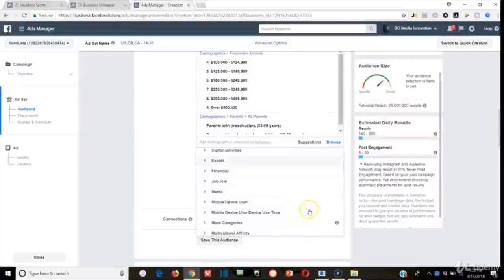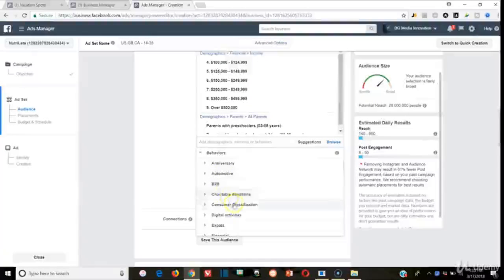whatever it is, for baby products, then you could basically go into consumer classification. Maybe people that liked baby products, well, then you want to go into digital activities. Like I said, look at these, familiarize yourself with them, and then it's really easy to target things that you think they'd be more inclined to like.